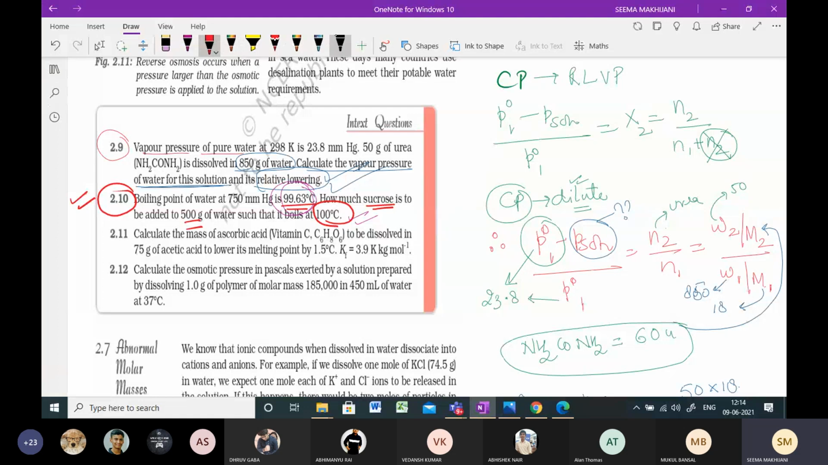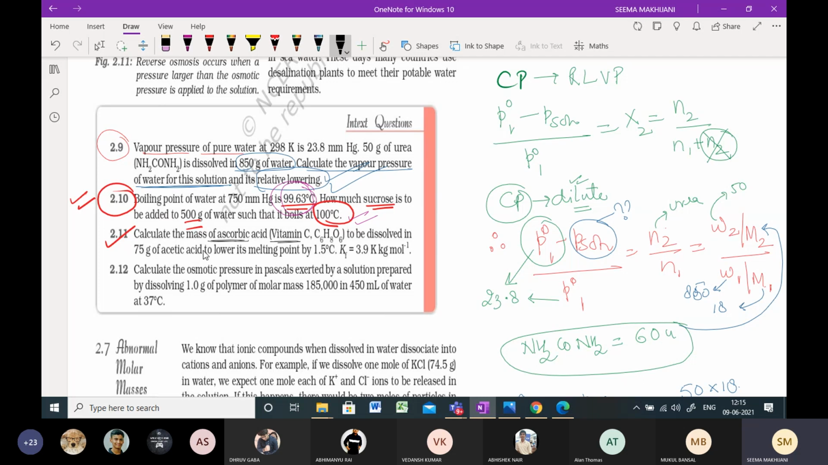The third question is 2.11. Now let's read the question. The 2.11 says calculate the mass of ascorbic acid. Vitamin C is ascorbic acid. That's the other name of vitamin C. They have provided you with the formula.